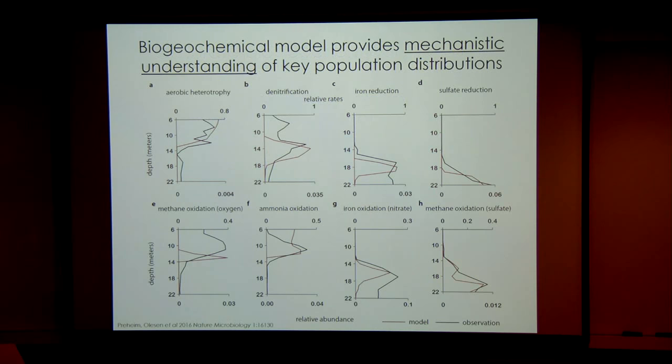And from that, we identified that the model largely lined up with some of the observations that we had for those organisms we knew were involved in the processes. So the model here is in red, and the black is those population distributions that we identified for organisms that were involved in these processes. And yeah, go ahead. Sorry.